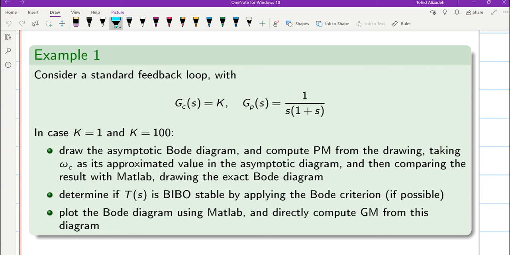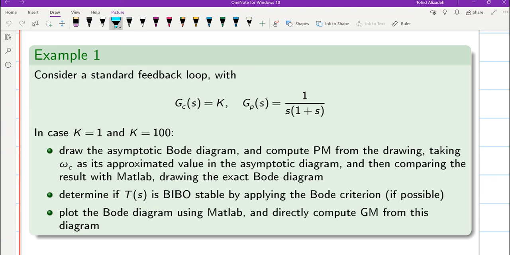Hello everyone. In this video we'll consider an example of checking the Bode criterion, drawing the Bode plot and then applying the Bode criterion in order to determine whether the closed loop system would be stable for a given plant and the controller in it.